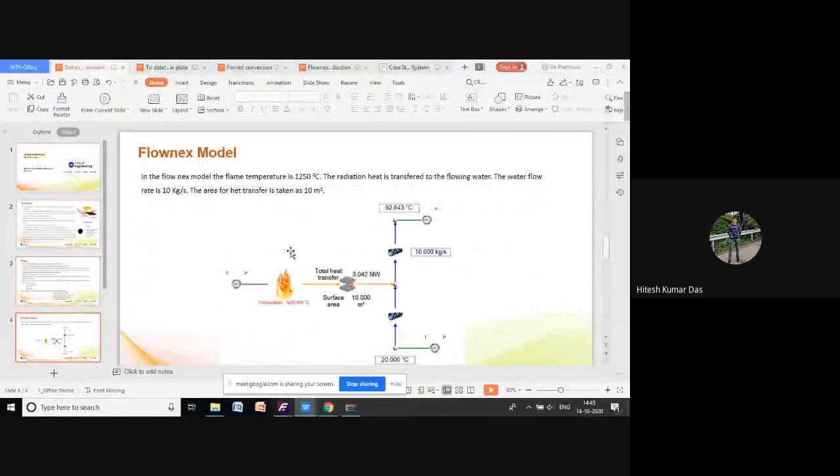Next, you can see our problem statement. In this case study, we are going to show a flame temperature of 1250 degrees Celsius. Radiation heat transfer will take place to transfer the heat from the flame to the flowing water. Here the water flow is taking place at 10 degrees Celsius. You can see this network will look like this. This is the flow of water.